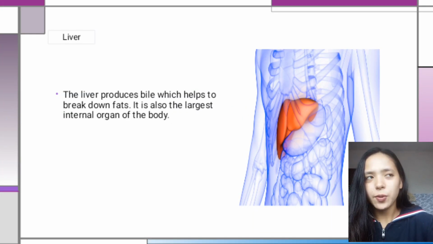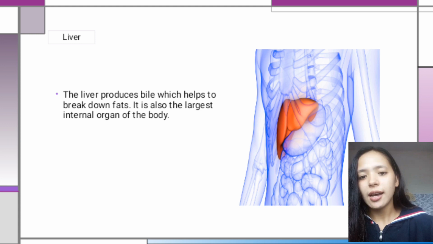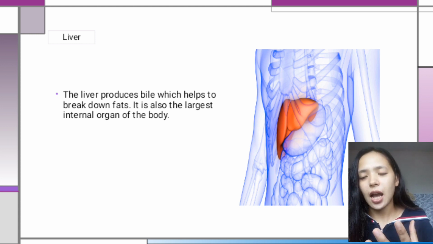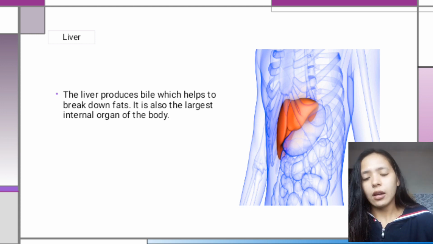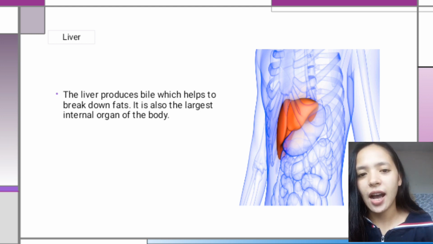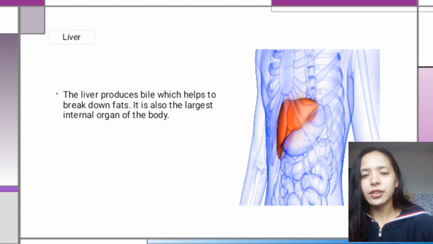The next is the liver. The liver has 200 plus functions in our body, but when it comes to the digestive system, its function is only two. The liver secretes and modifies bile, and also modifies glucose. Glucose is the sugar in our blood, and also the major source of energy for body cells. So next is, according to the definition, the liver produces bile, which helps to break down fats.